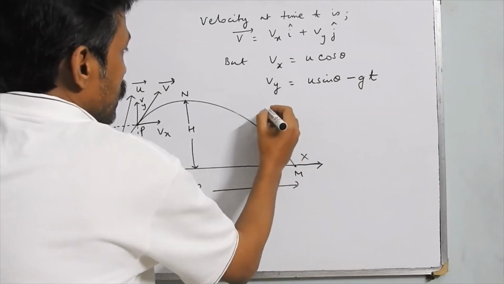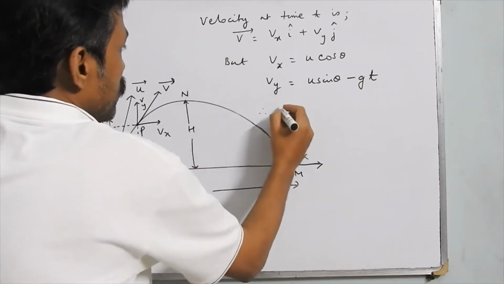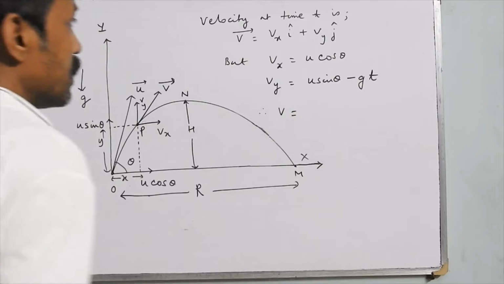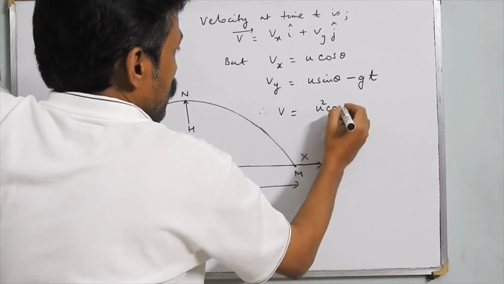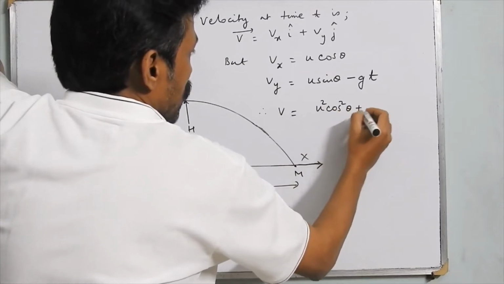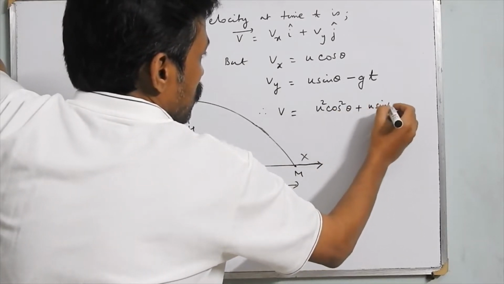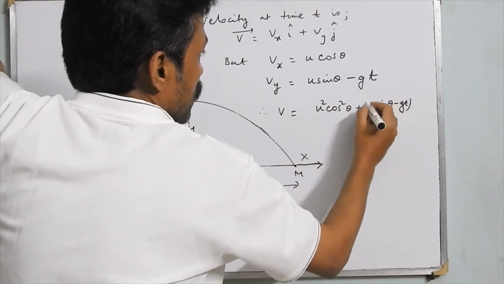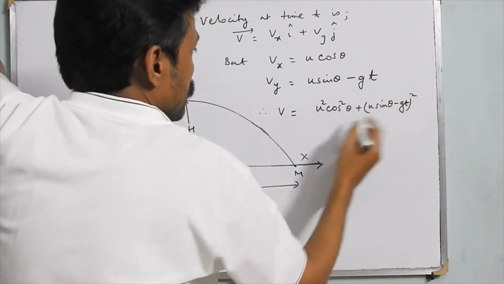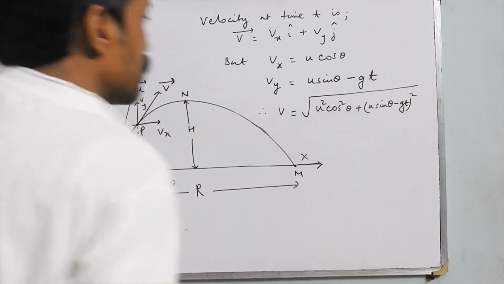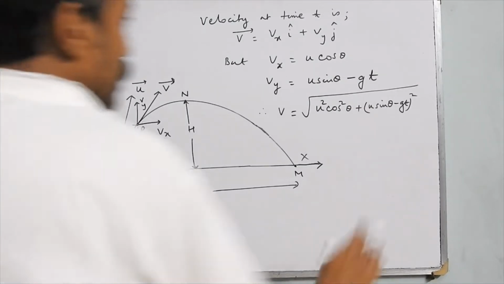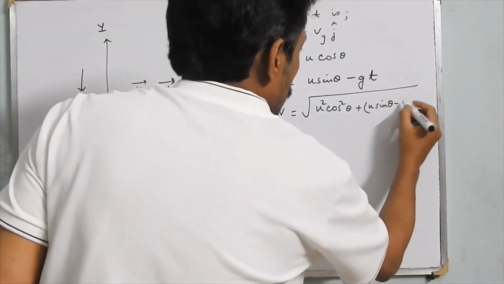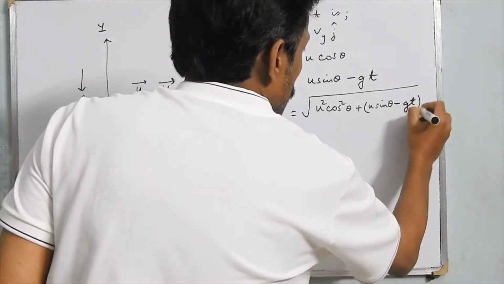So therefore you can say that the magnitude of the velocity will be the root of Vx square plus Vy square, that is u square cos square theta plus u sin theta minus gt whole square, root of this one. So this will be the instantaneous velocity.